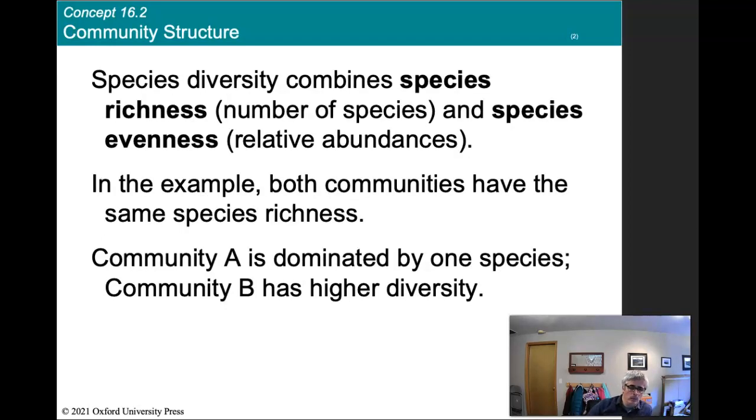There are many different ways of looking at species diversity. One, we can talk about species richness, which is just the number of species. If you can imagine throwing a quadrat in your lawn and counting up all the species, that's your species richness. That's the number of organisms there. Or you could look at species evenness, which is relative abundance.